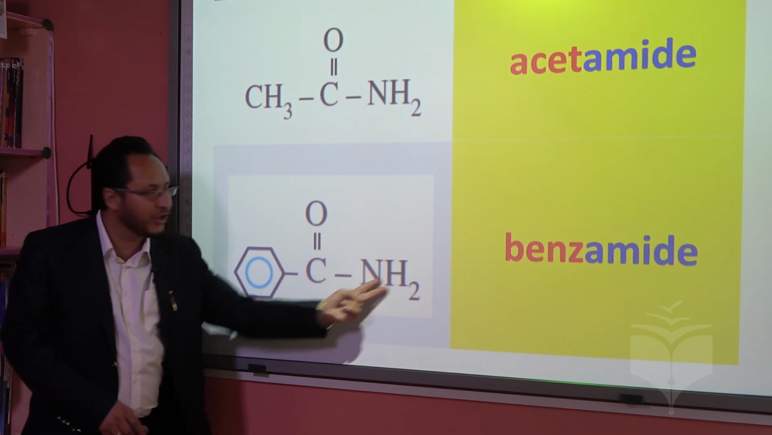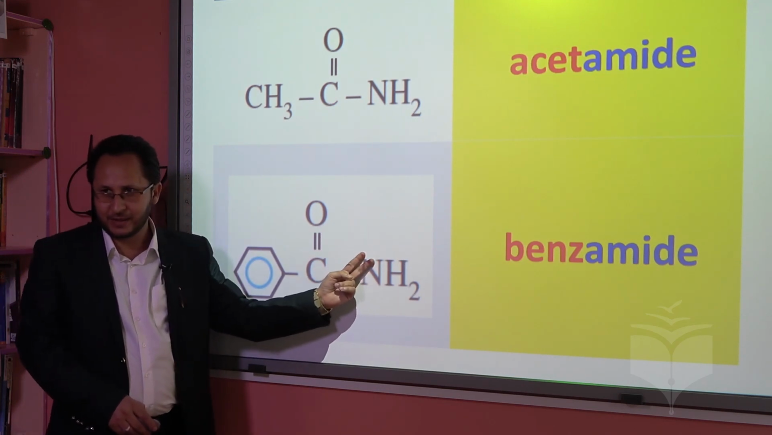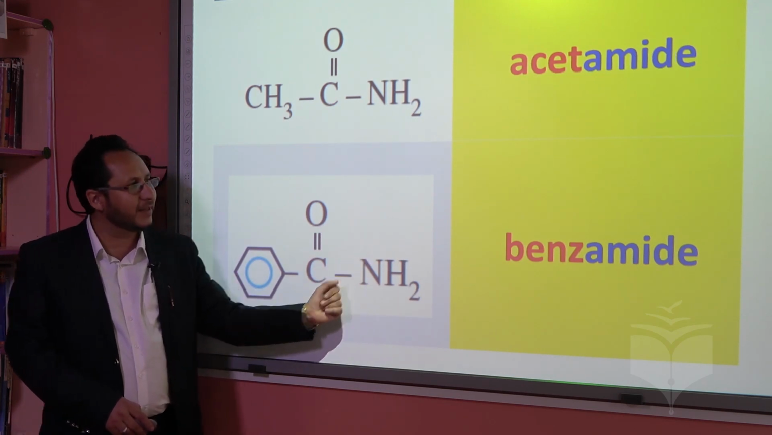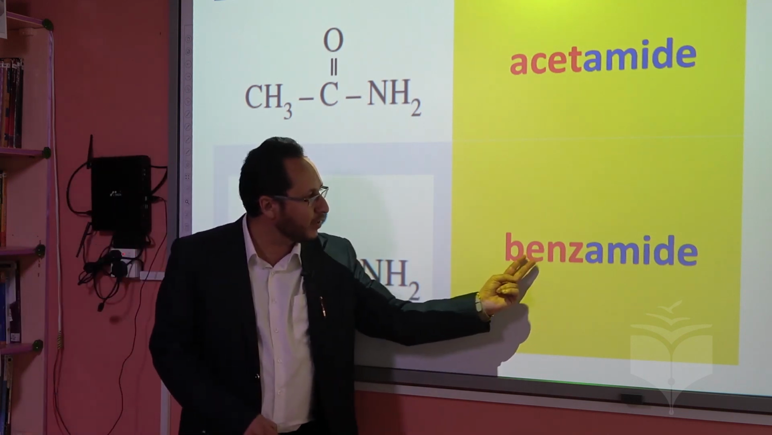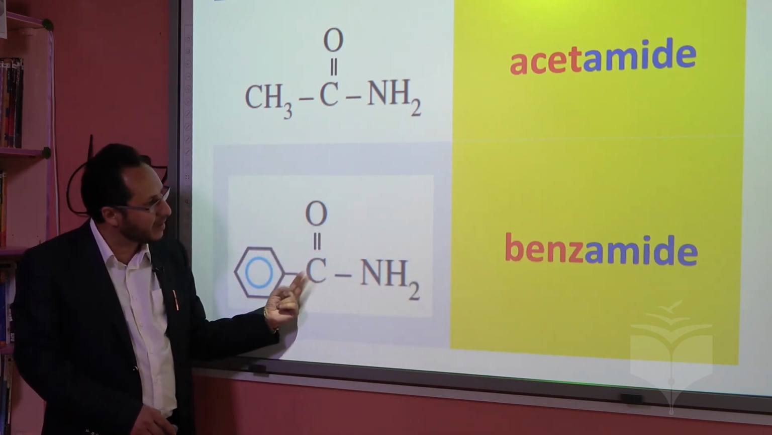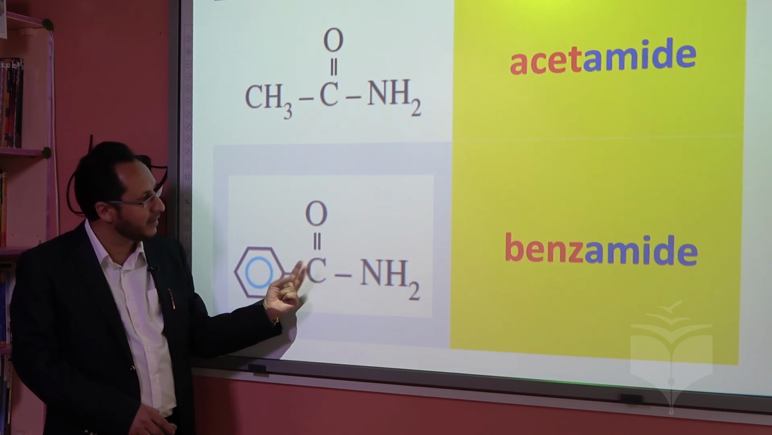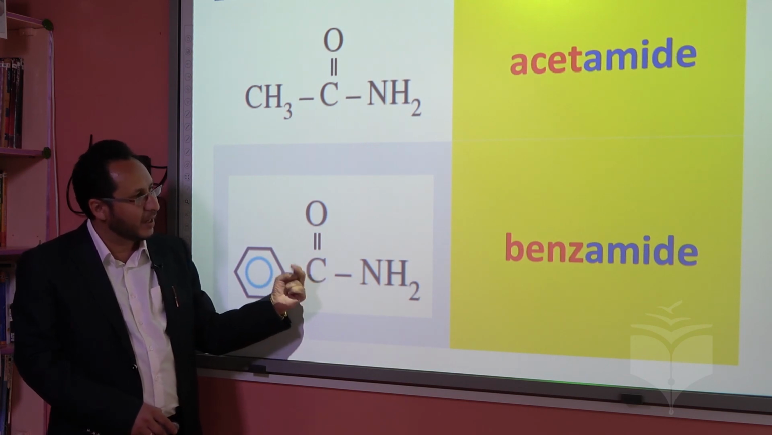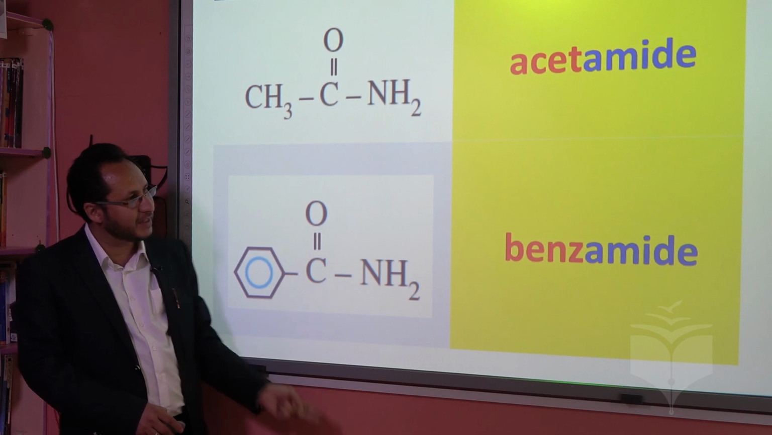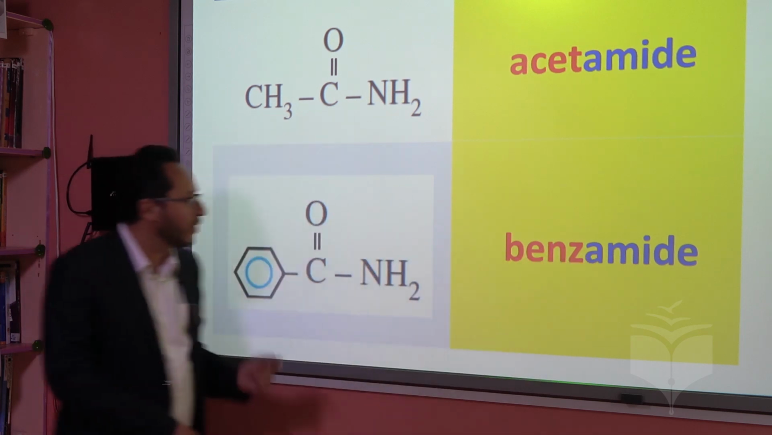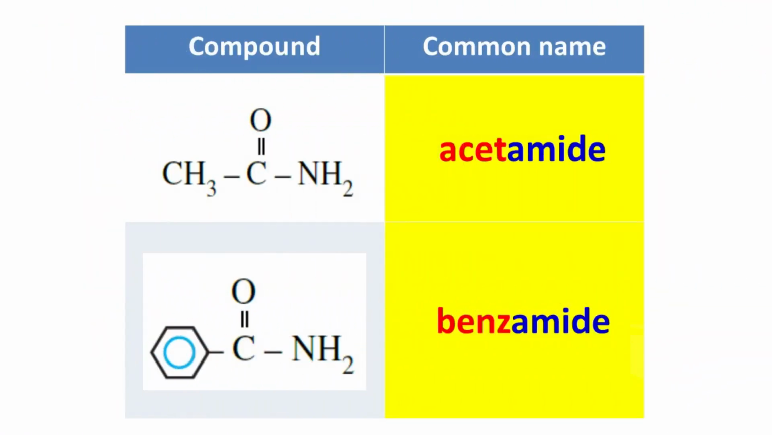If we have OH here, it is benzoic acid. Remove "oic acid" and replace it with amide, so it is benzamide. It was benzoic acid, so now remove "oic acid" from the acid and replace it with amide, so this one we call benzamide.